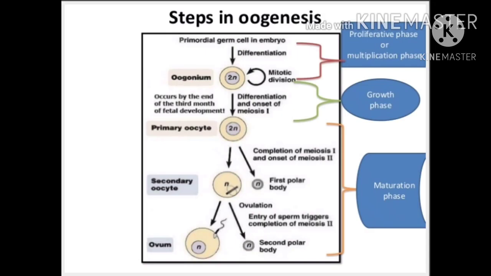This is a diagrammatic representation of different steps in oogenesis. When you analyze this diagram, you can see that from the primary oocyte, a secondary oocyte and a polar body are formed, isn't it? The primary oocyte doesn't give rise to 4 ova. So now we can look at the options once again.